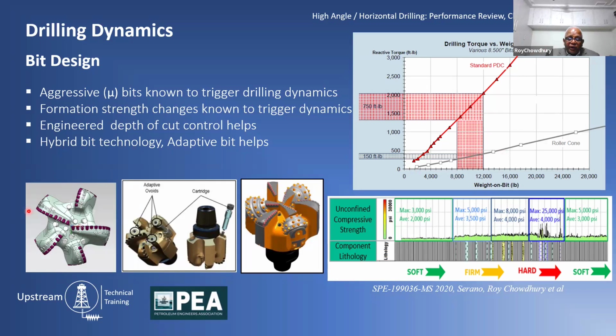Now, let's move on and see. Remember I said that as the formation changes from hard to soft, or soft to hard, this triggers vibration. Why? Because all of a sudden you are stopping, or all of a sudden you are going. So this is one of the reasons it is really important to have a good map of the drilling environment, which includes the hardness of the formation.